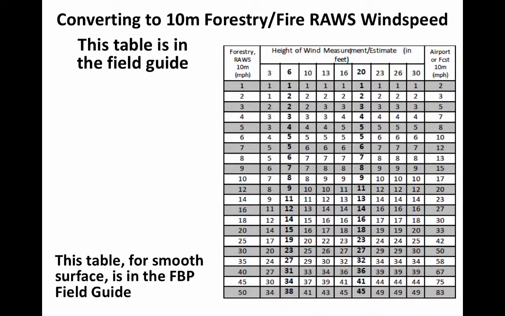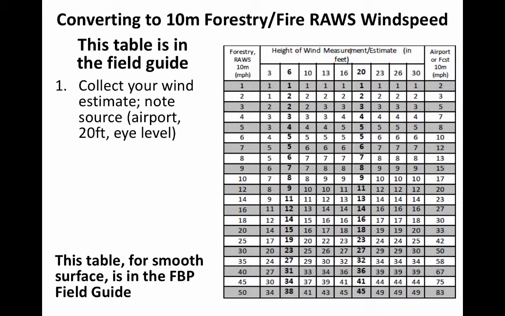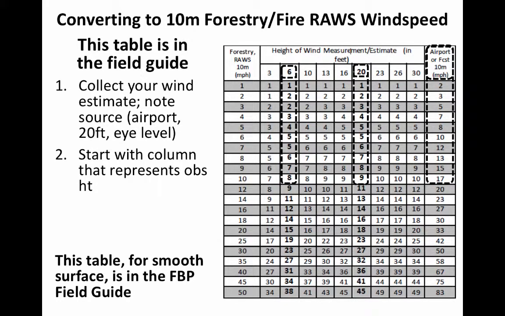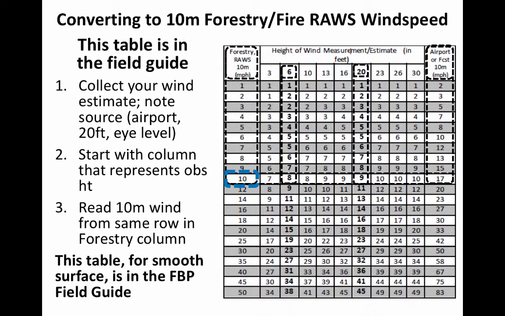Those who have completed S290 have learned about adjusting 20-foot wind speeds to a mid-flame wind speed. This table in your field guide allows you to quickly convert any wind speed measurement to any other in the field without calculation. You can estimate your wind speed from eye level, 6 feet, from a RAWS site at 20 feet, or an ASOS station in an airport at 10 meters. In this table, you will find your wind speed in the column that makes sense. You'll follow across to the forestry RAWS column, and there you will read the 10-meter wind speed that the FBP system is expecting.